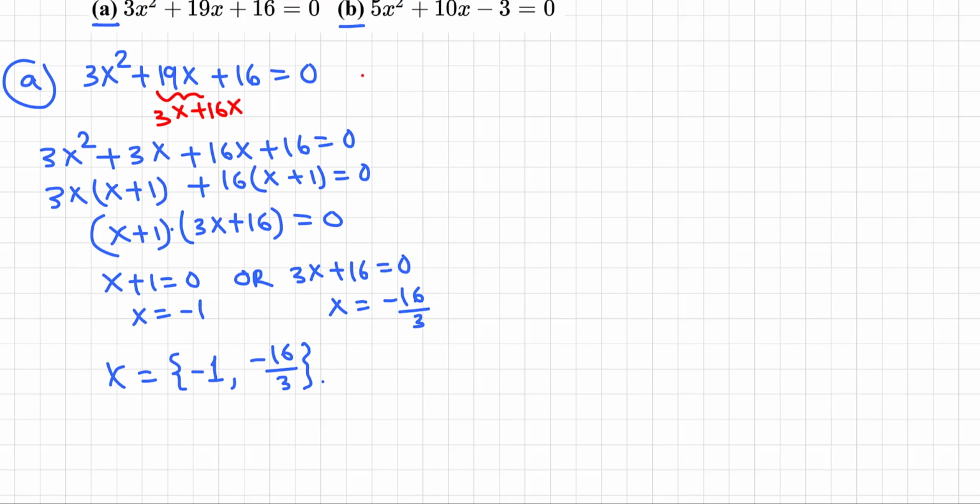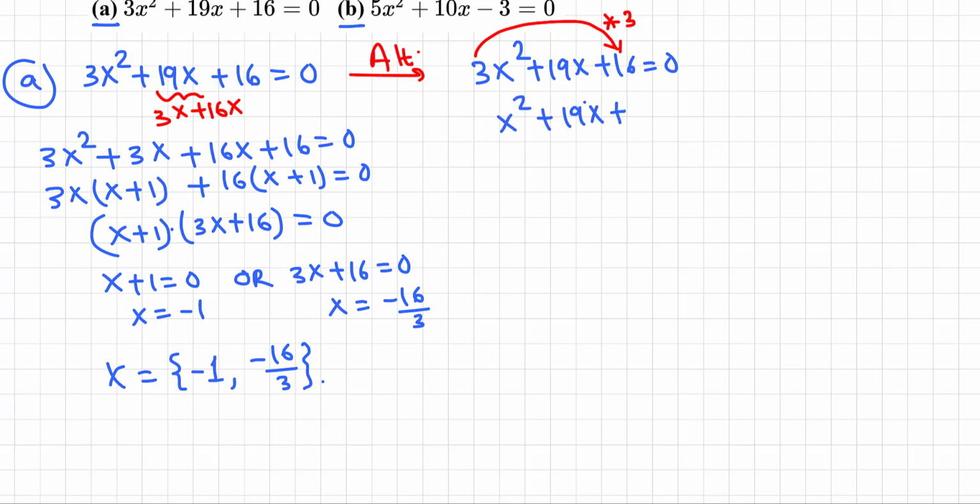Alternatively, we can do the following. So instead of factoring, I mean, we are kind of lucky here, but a lot of times the factoring might not be this easy. So what we can do here is 3x squared plus 19x plus 16 equals 0. We're going to multiply this by 3. Later we have to divide by 3. Then that becomes x squared plus 19x plus 3 times 16, 48.